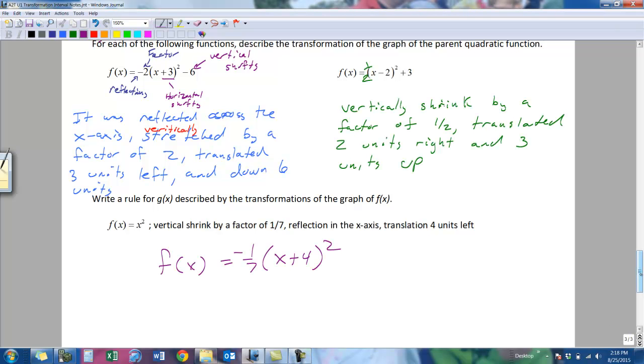All right, check your answers. This one was shrunk by a factor of half and translated right 2, up 3. And then this one, since it was shrunk, it's 1/7. Reflection, it's negative, and then translated 4, so x plus 4 quantity squared.